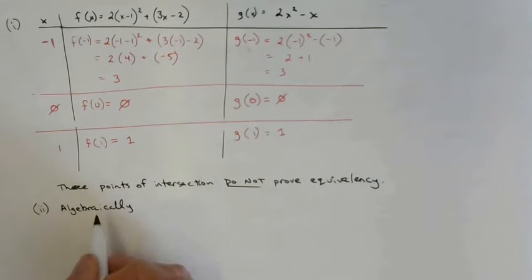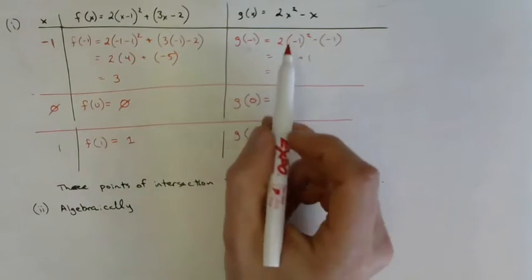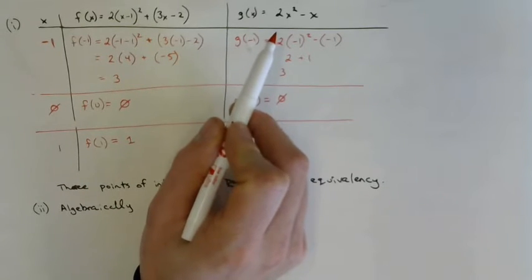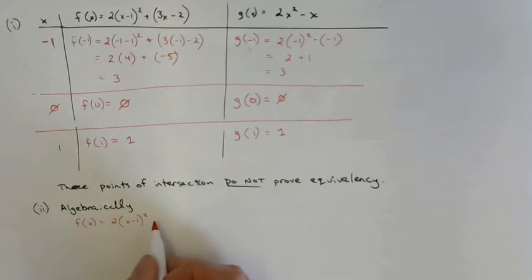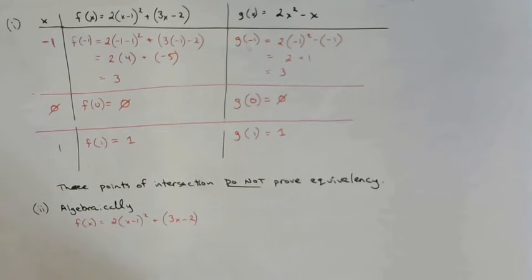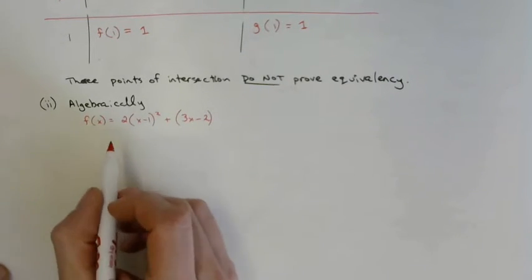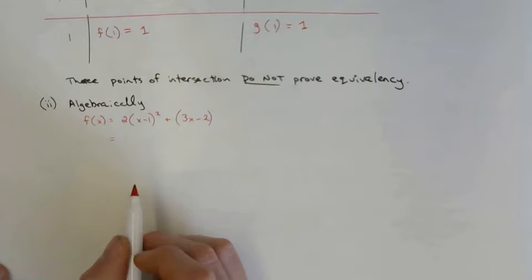Take a look at both of those functions, f of x and g of x. Which one looks simplified and which one does not? G of x is already simplified. So we're going to work with f of x, and see if we can get it to look just like g of x. Does that make sense? So we're going to take f of x, which is 2 times the quantity x minus 1 squared, plus, in brackets, 3x minus 2. We're going to work our algebra skills on this and see if we can get it coming out looking just like g of x. If it does, they're equivalent. If it doesn't, they're not.